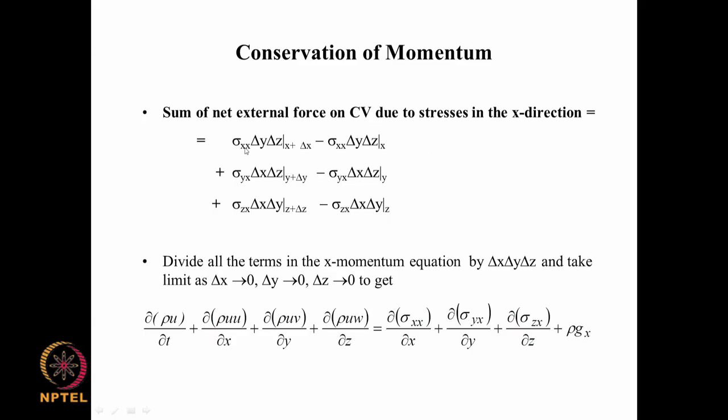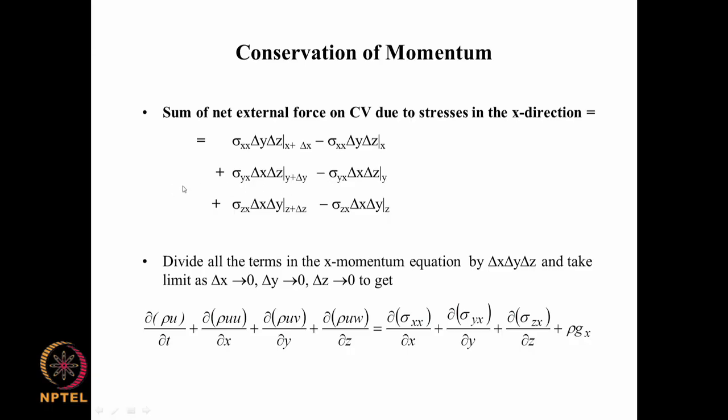That gives us sigma xx at x plus delta x minus sigma xx at x divided by delta x, as delta x tends to 0. You get dou by dou x of sigma xx. These two will give us dou by dou y of sigma yx. Why is it dou by dou y? Because when we divide these two terms by delta x, delta y, delta z, delta x and delta z cancel out and only delta y remains in the denominator.